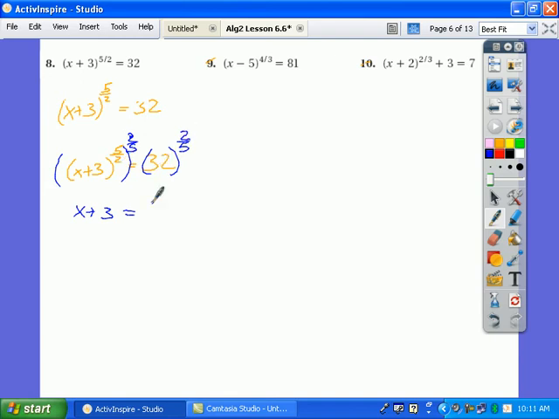Again, your calculator will assist you there, but you still should know how to be able to do that. And now I'll subtract the 3, and x equals 1. So when we solve this equation, x equals 1.